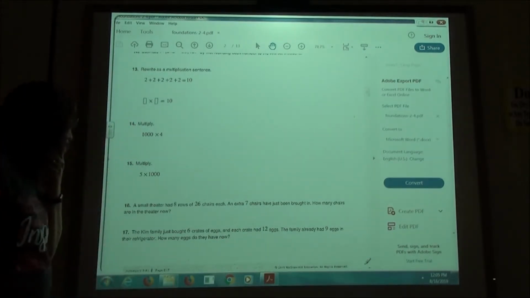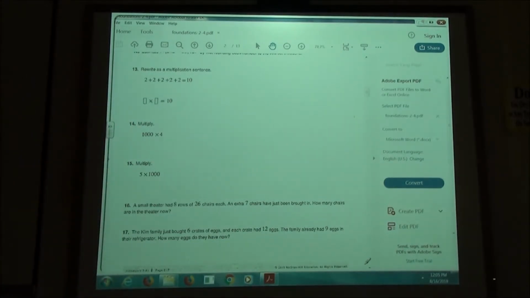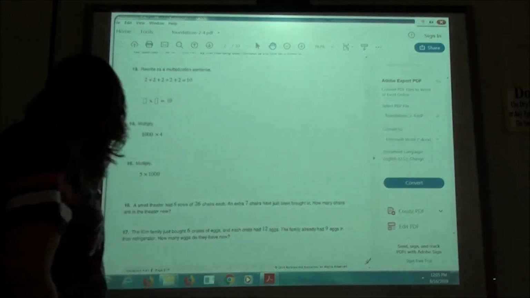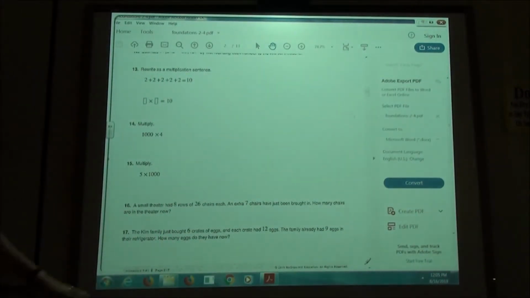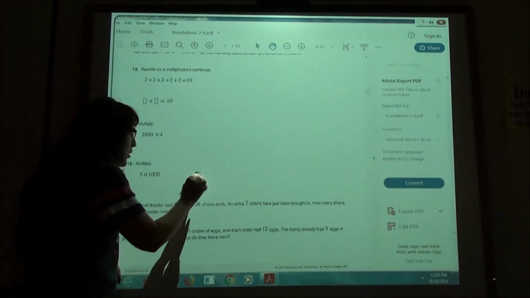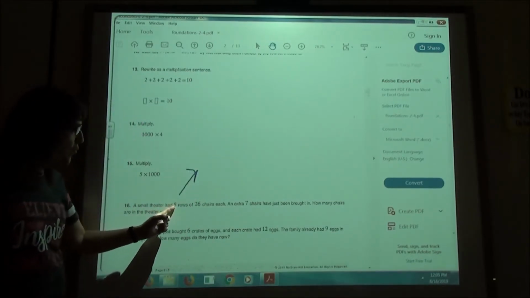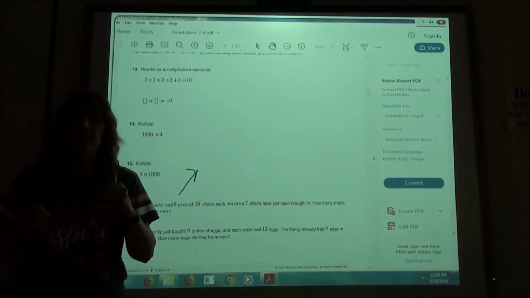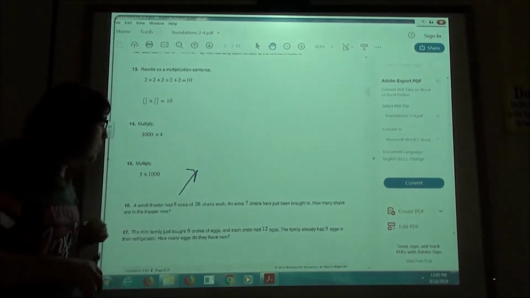Number 16: a small theater had 8 rows of 26 chairs each. An extra 7 chairs have just been brought in. How many chairs are in the theater now? I'm going to do my work up here so you can see it. I have 8 rows. Each row has 26 chairs. So I'm going to take 8 times 26 to figure out how many chairs.